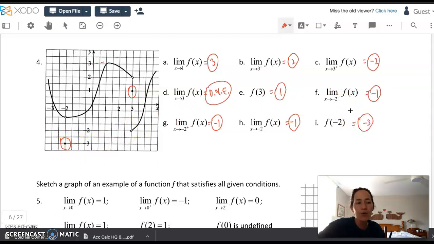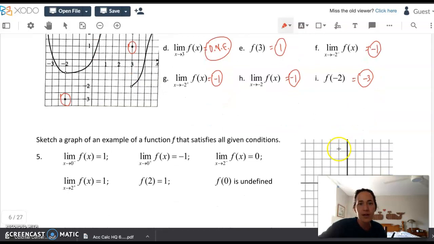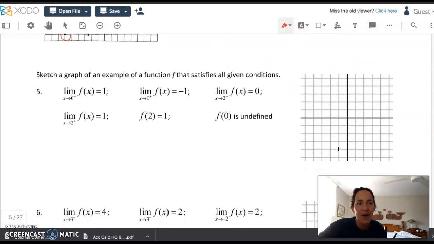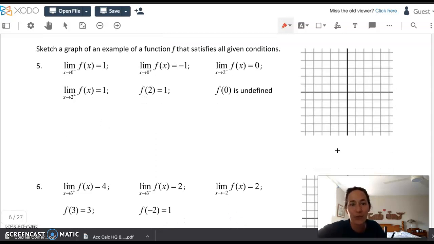Okay, now we've got my favorite types of questions. With those ones, it was good just to get our feet wet with interpreting a graph, but now I want to be creative and sketch my own graph that meets all of these conditions. A good strategy for number 5 is if you see any conditions that can be met easily, quickly first, just get them out of the way.